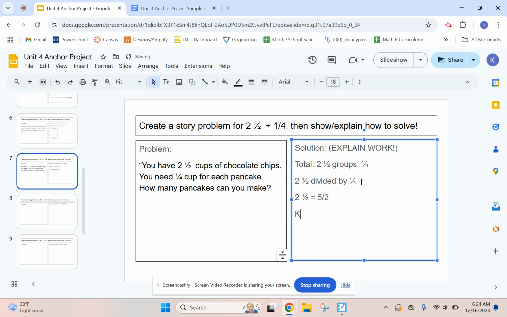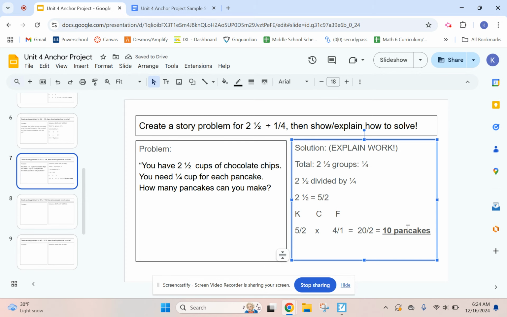All right, now we can do our keep, change, flip. 2.5 is 5 over 2. Change to multiplication. 1/4 becomes 4 over 1. All right, 5 times 4 is 20. 2 times 1 is 2. 20 over 2 is 10. So we could make 10 pancakes. This is because the 2.5 cups divided into 1/4 groups would become 5 over 2 times 4 over 1, which is 20 over 2, which is 10 pancakes.